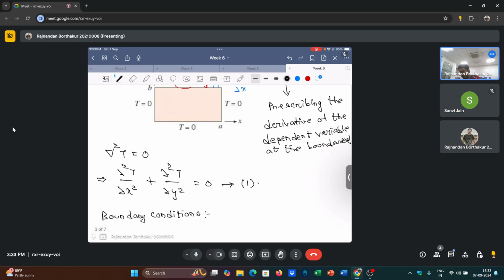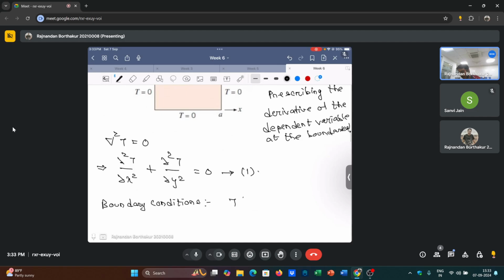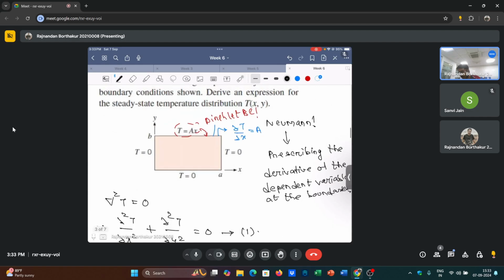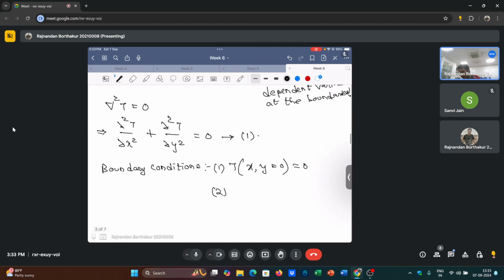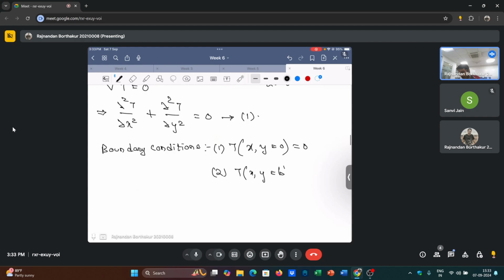Okay. So for this phase, what do we have? So we have temperature for all x at y equal to 0 is basically equal to 0. This is one boundary condition. The second boundary condition we can write on this phase, which is your temperature for all x at y equal to b is equal to some constant a times x.